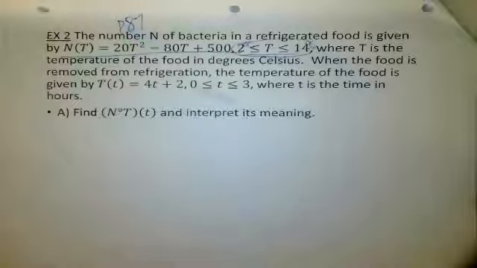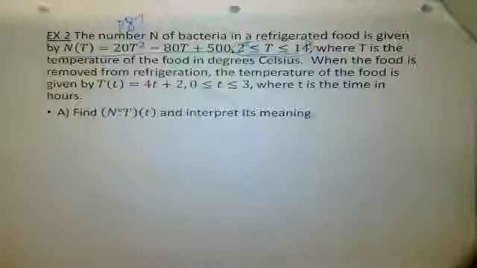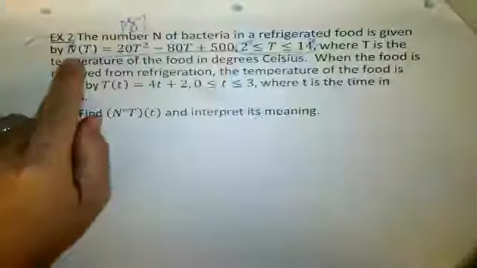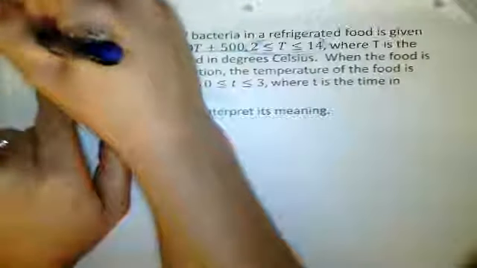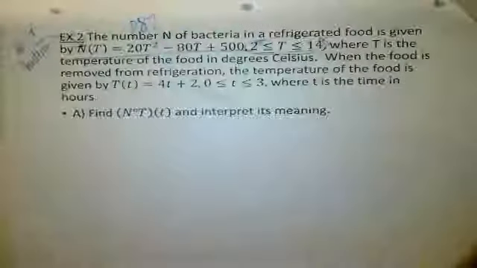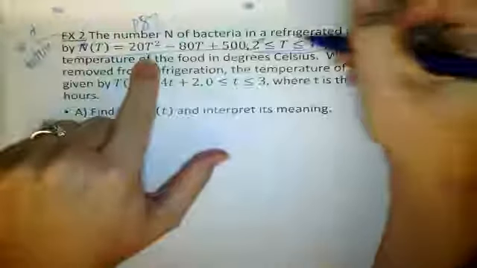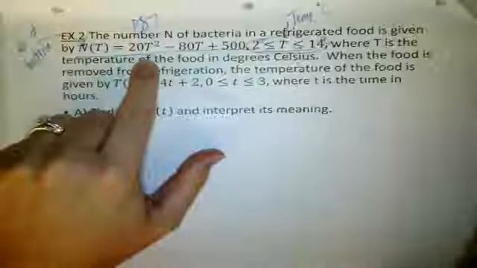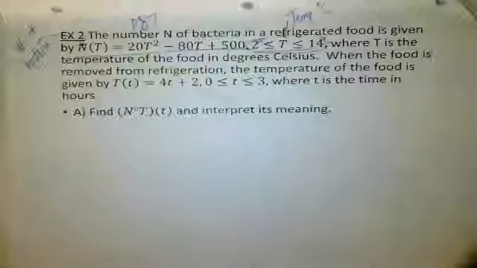Okay, so when you're reading word problems like this, ladies and gentlemen, take the time to carefully understand what the letters mean. That is 90% of word problems. You'll know what to do if you read it carefully. What does the N represent? The number of bacteria. Yes, the number of bacteria. All right, and capital T represents temperature in degrees Celsius. So these are things that you write down and you make note of.